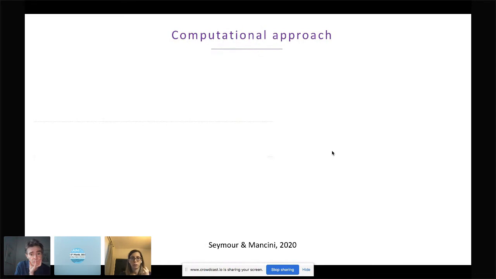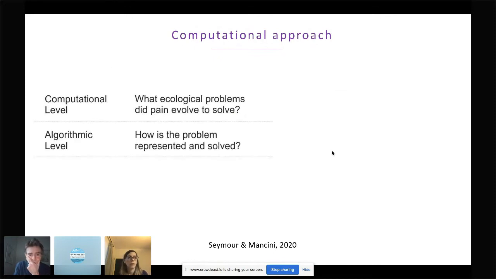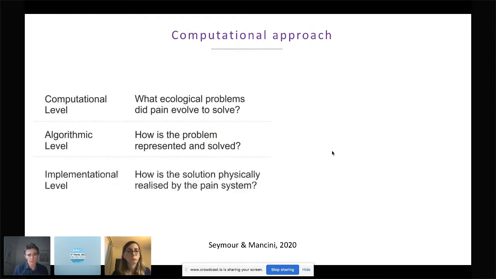So my approach is to take a computational perspective on this problem, to basically link input and output. By following Marr's theoretical framework, we can distinguish different levels of analysis. At a computational level, we can ask what ecological problems pain evolved to solve. At the algorithmic level, we can try to think about how the problem is represented and solved from a mathematical point of view, or from a formal point of view.